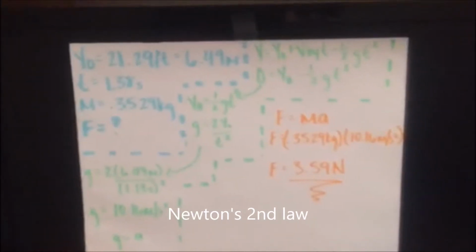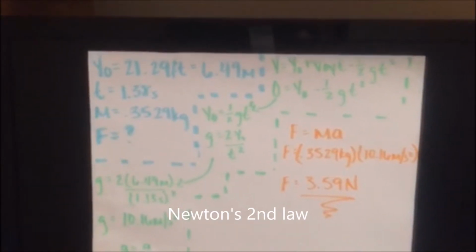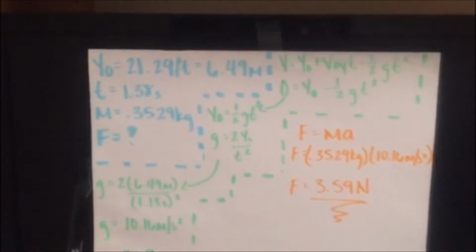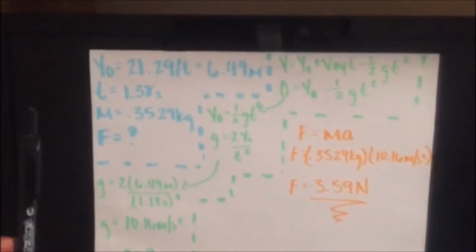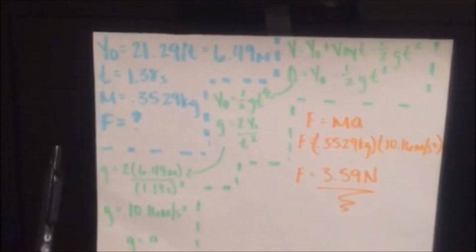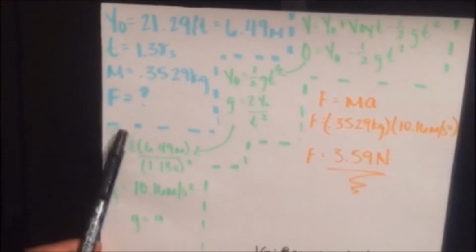In order to find our force of the ball in our ball drop experiment, we used our three givens. We have our initial height, which is 21.29 feet, which is equivalent to 6.49 meters. We use our time, which is 1.38 seconds, and we use the mass of the ball, which is 0.3529 kilograms, and we're here to find our force.